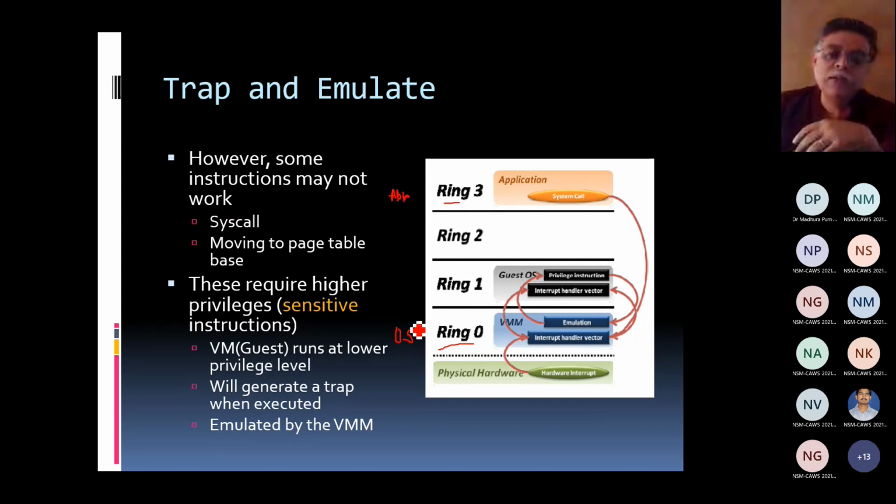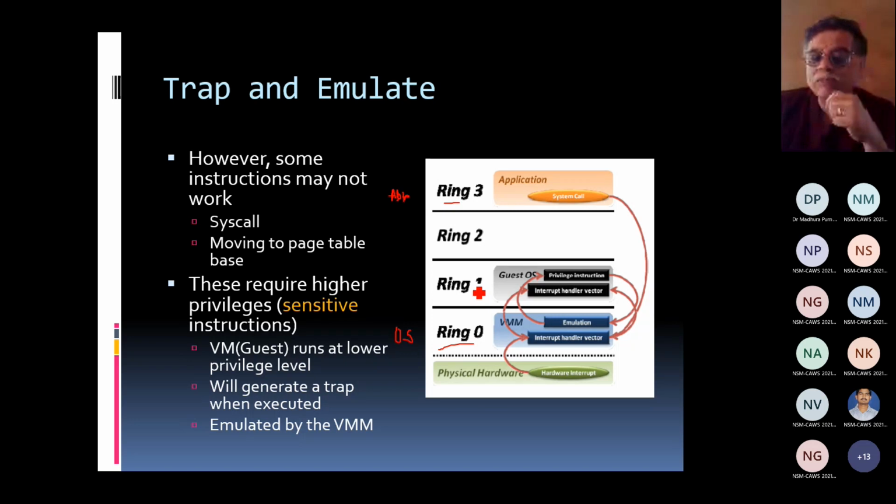We run at a much lower privilege level than ring 0. But here you cannot really control the hardware. You can only control the hardware when you are in ring 0. So the guest OS, which ideally ought to be running on ring 0 as an OS, in the case of a VM runs on ring 1.